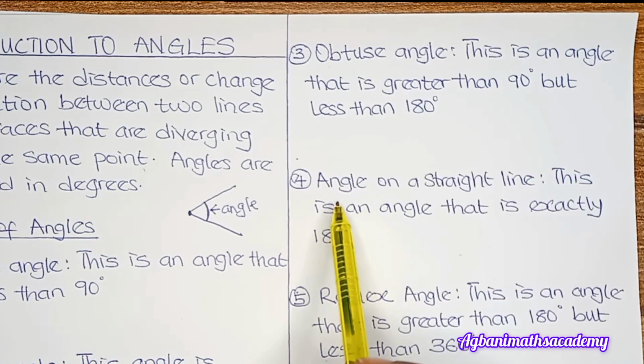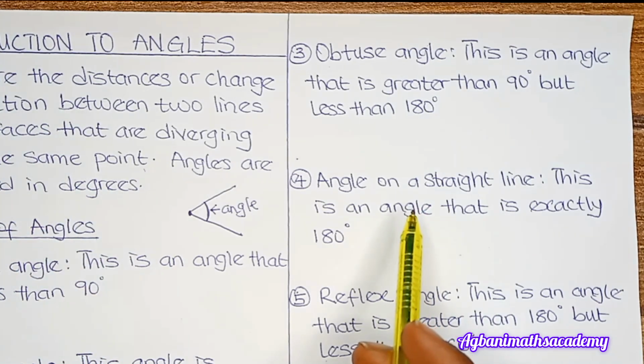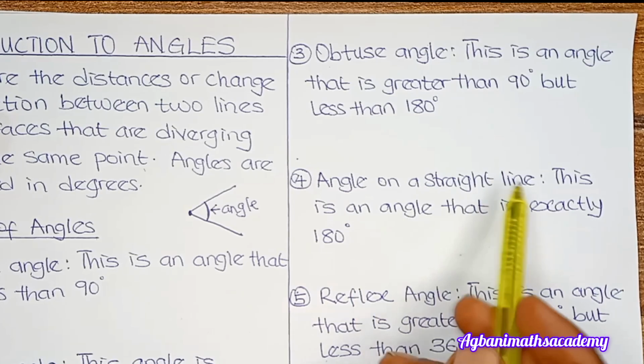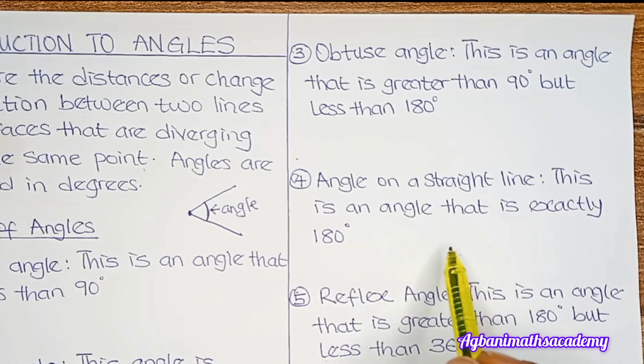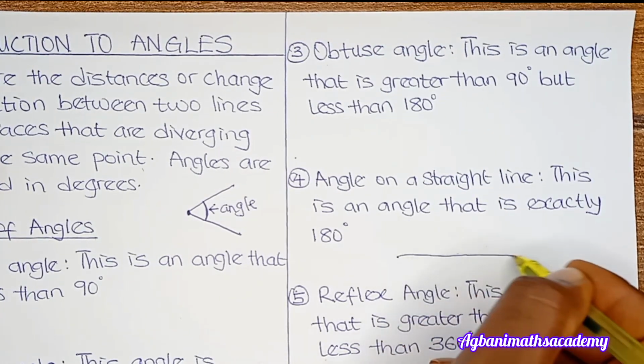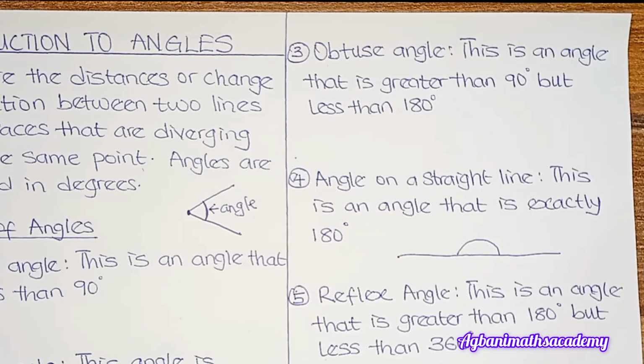The next angle we have is the angle on a straight line, or straight angle. You can call it either one. This is an angle that is exactly 180 degrees. This means it is 2 times a right angle. So if you have a straight line, the angle on top of the straight line is equal to 180 degrees.